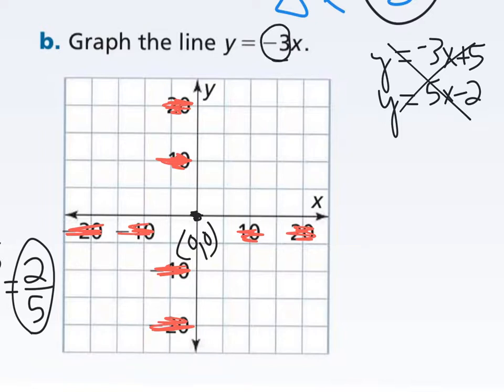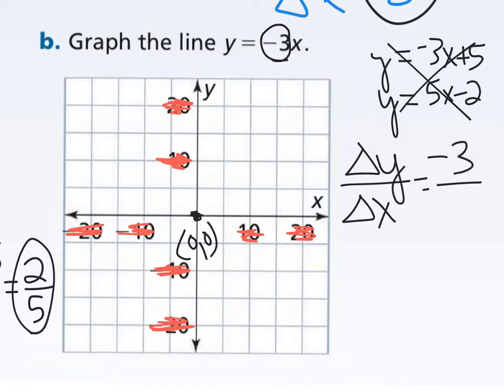So this negative 3 actually is representing our slope. Slope, we've talked about, is a change in y over change in x. So if my slope is negative 3, you might say, well, I don't have a fraction, but remember, we can put that over 1. Negative 3 divided by 1 is still negative 3.